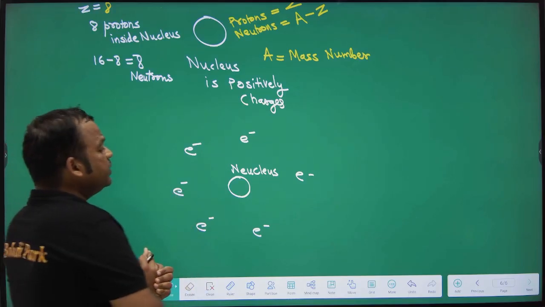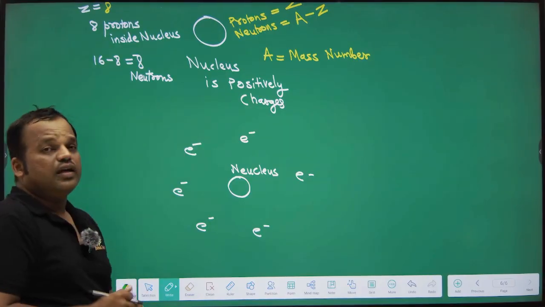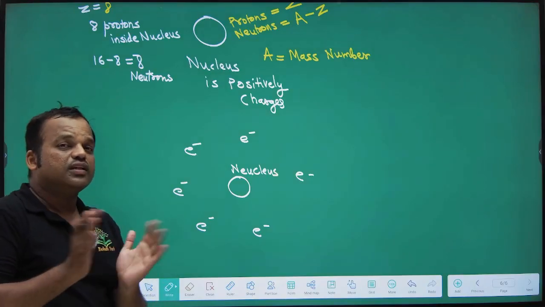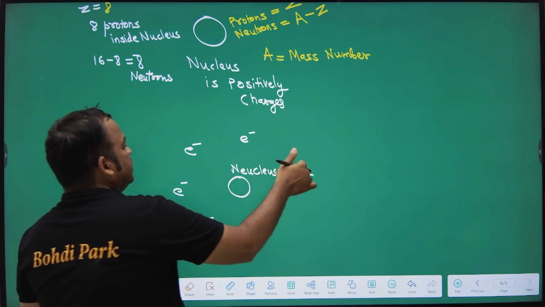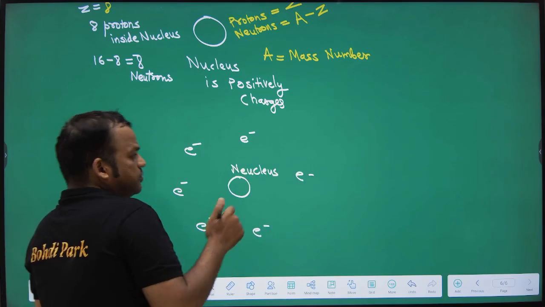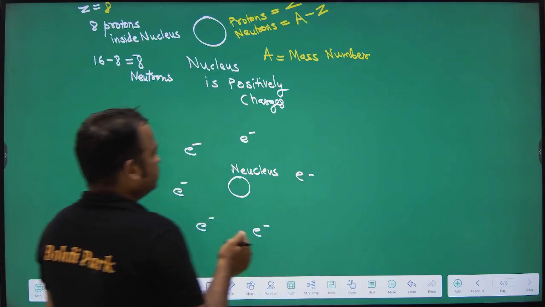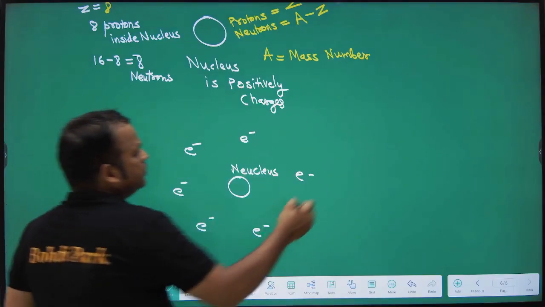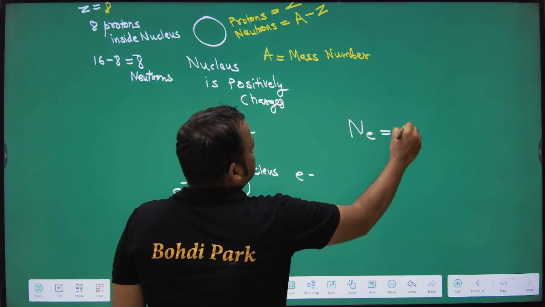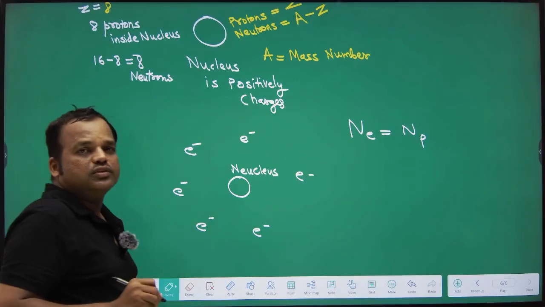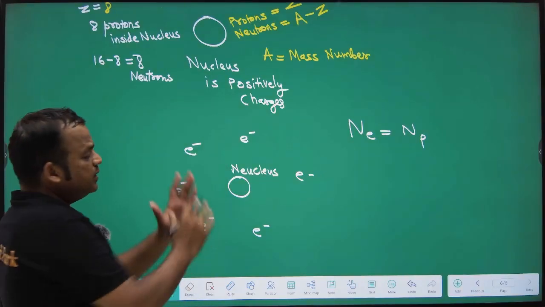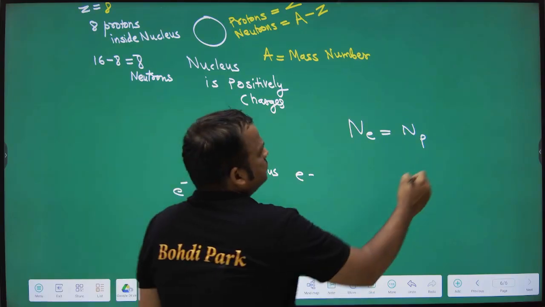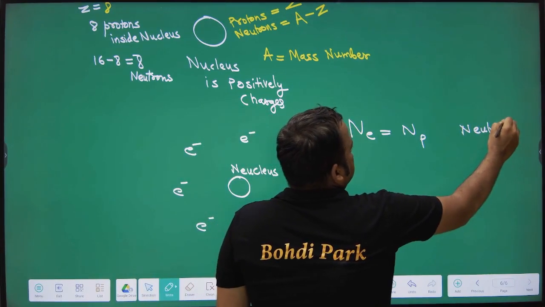Electrons are negatively charged particles, and we know that the charge on electron and charge on proton are the same but opposite in nature. Electrons are negatively charged, protons are positively charged, correct? So the number of electrons must be equal to the number of protons. Then only we can say the atom is neutral. This is known as a neutral body.